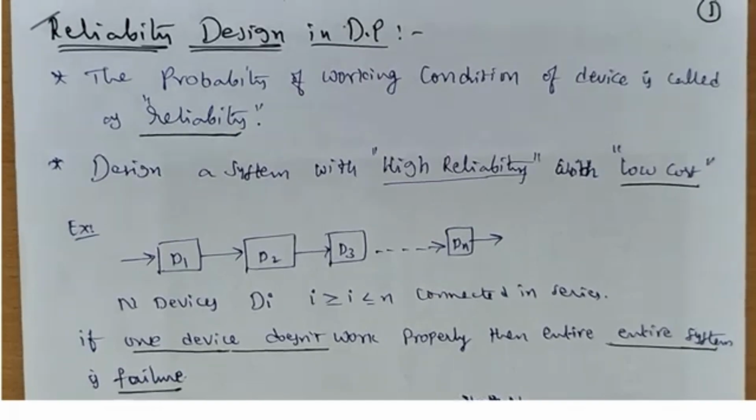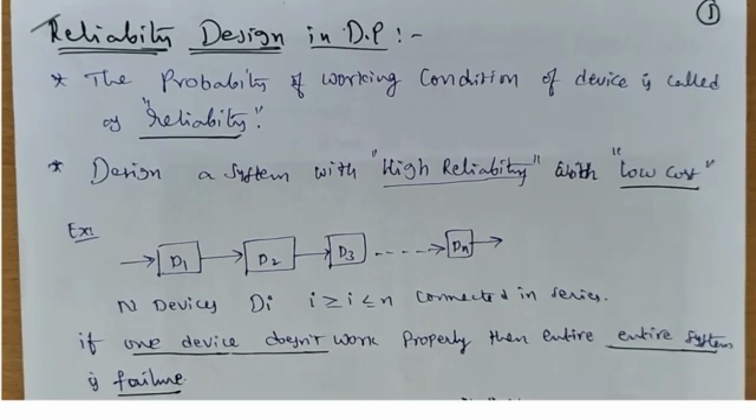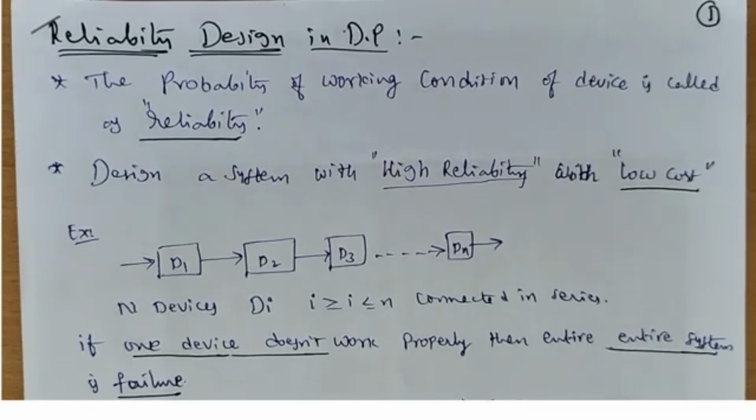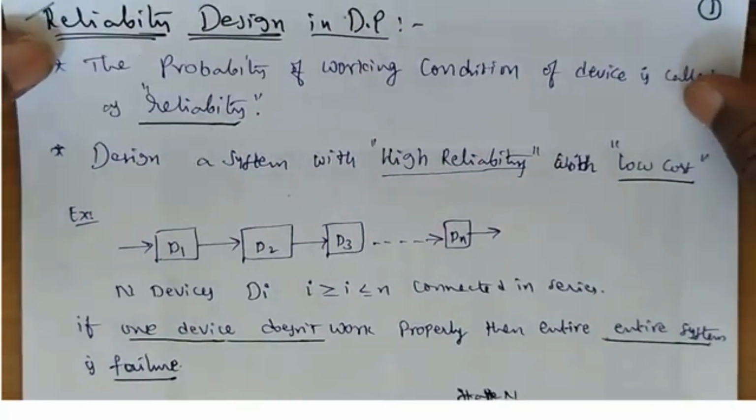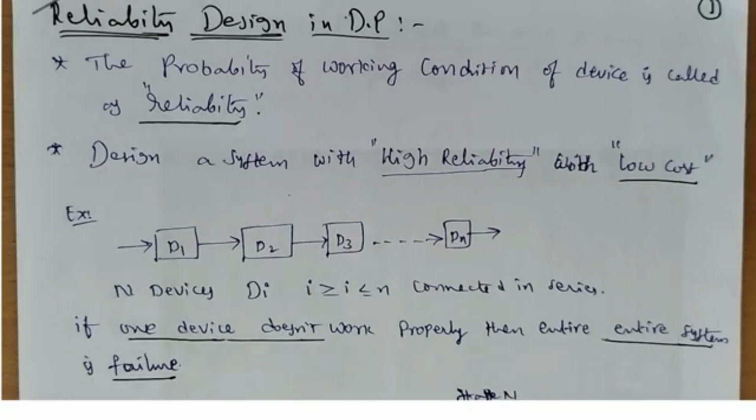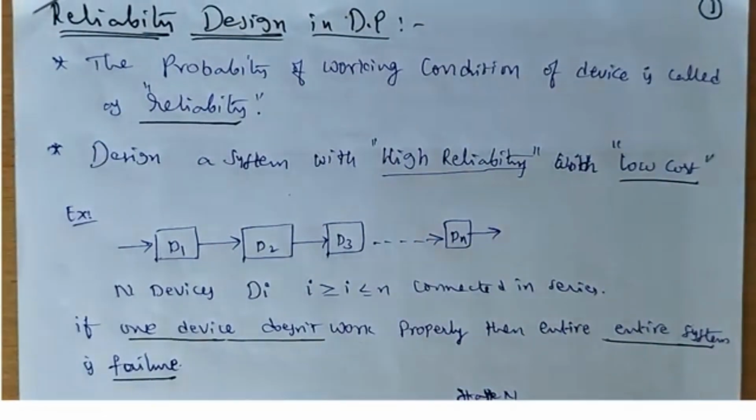In today's class, I will explain reliability design in dynamic programming in the subject of design and analysis of algorithms. Okay, welcome. Coming to our topic, first of all, what is dynamic programming? Dynamic programming is nothing but the problem will be divided into a number of subproblems. Each subproblem will get its solution, and these subproblem solutions will be stored for future references. That is called dynamic programming.